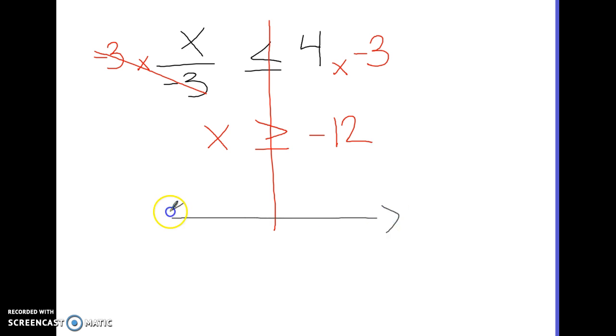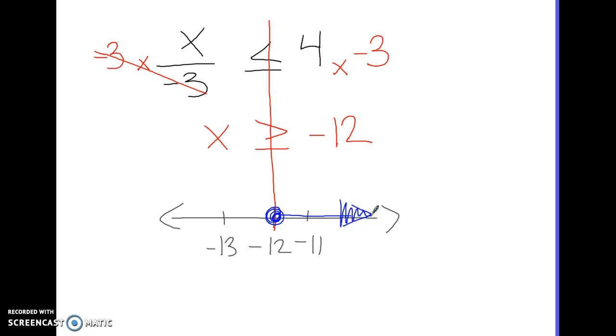When I draw my number line, I'm going to start with negative 12 in the middle and work my way around. If I look at my symbol, I have x is greater than or equal to. Since it could equal negative 12, I'm going to put a closed circle. And then my number that is larger than negative 12 is negative 11. So my arrow will go towards the right.